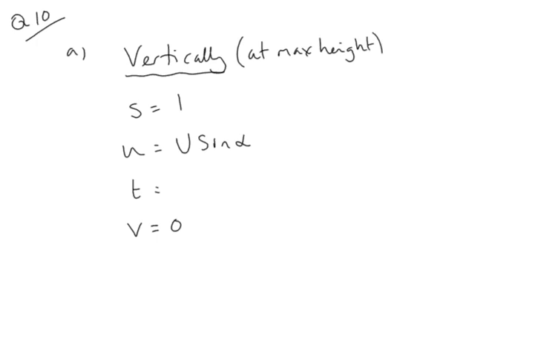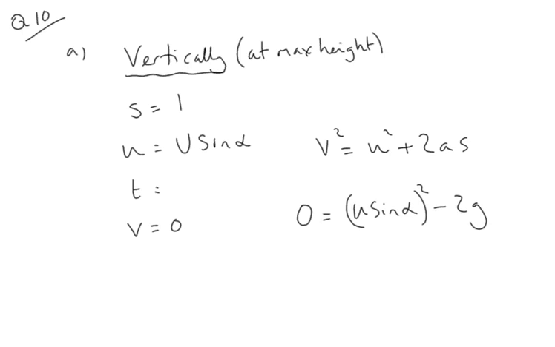So when it's at the maximum height, we know it travels 1 meter up, and V is, of course, 0 at that point. Horizontally, we know that U is always U cos alpha. Let's look vertically here. We can say that V squared equals U squared plus 2AS. And so 0 is equal to U sine alpha squared minus 2G.